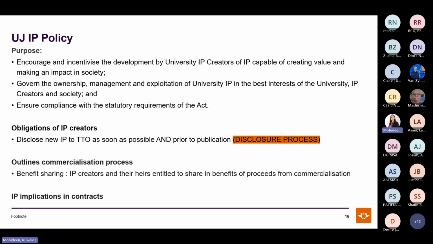And you, as an IP creator, as a researcher that comes up with new intellectual property, have an obligation to disclose any new IP that you feel has potential for technology transfer, has commercial potential, to the Technology Transfer Office via what we call a disclosure process, which we then will take you through and then discuss your work, what merits it has, how can you protect it, etc.